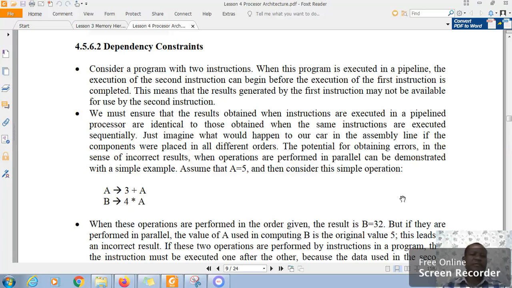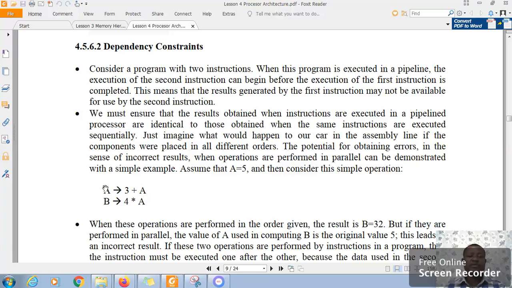Having seen that, one of the challenges that comes in is when one instruction depends on the other. For instance, what you're seeing here, A is a result of adding A to 3. So that means A is 5, for instance. 5 plus 3 is what is going to be assigned to A again. However, the instruction B is dependent on A.